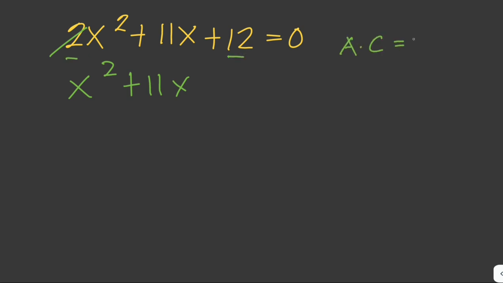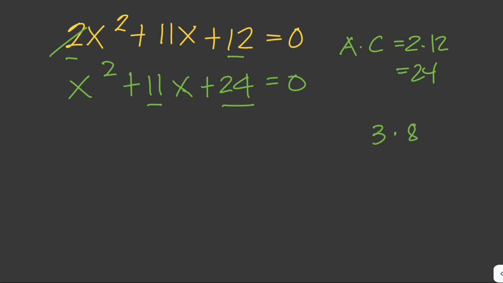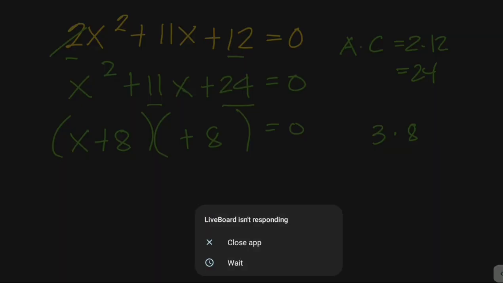A times c, which is 2 times 12, that is 24. And then we add 24 here. Then we look for factors of 24 that when we add them up, would equal 11. Previously, we used the factors 3 and 8. So we can write the factors as x plus 8 and x plus 3.